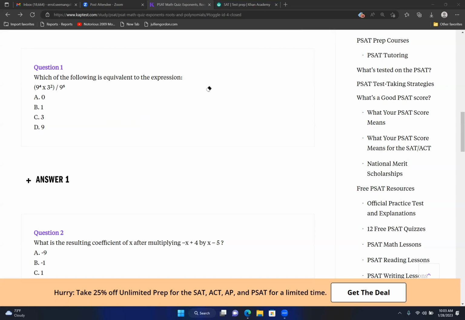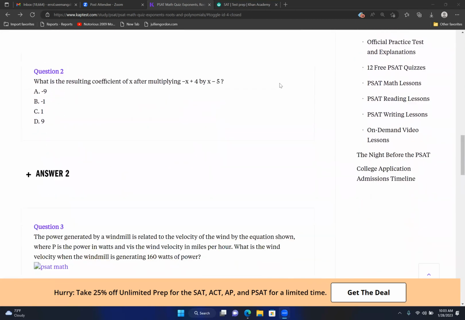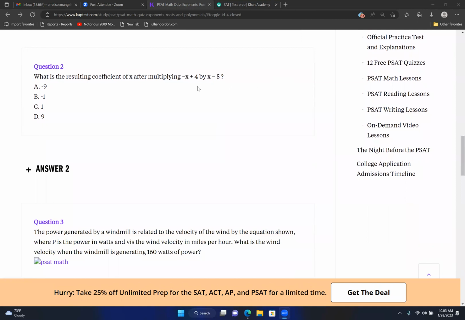All right. Question 2. What is the resulting coefficient of x after multiplying that by that? So it's just really a distribution, what do you call it? Distributive law. So negative x plus 4 times x minus 5. So how do we do that one? Just distribute, right? That one times that one, that one times that one, these two, and these two. Now, actually, I missed this part right here.